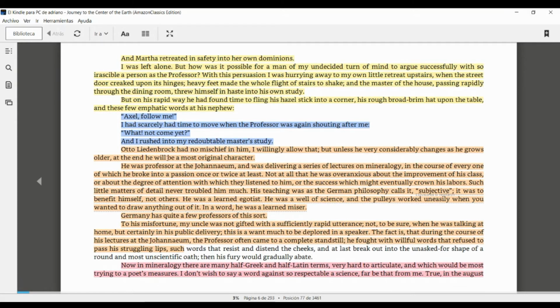For example, instead of saying he's eccentric, he says, "Otto Lidenbrock had no mischief in him. I willingly allow that, but alas, he very considerably changes as he grows older. At the end, he will be a most original character." So, he is using the rule show, don't tell. Don't use simple words, use complex sentences, very vivid language.